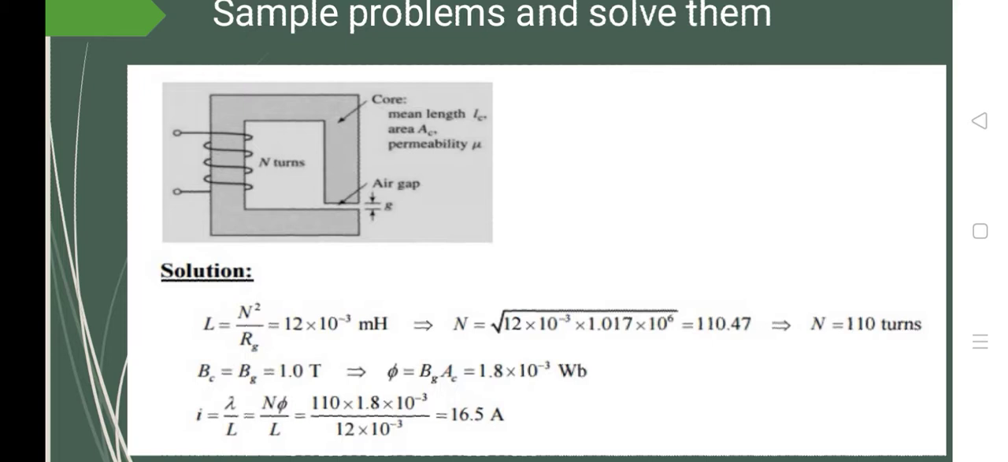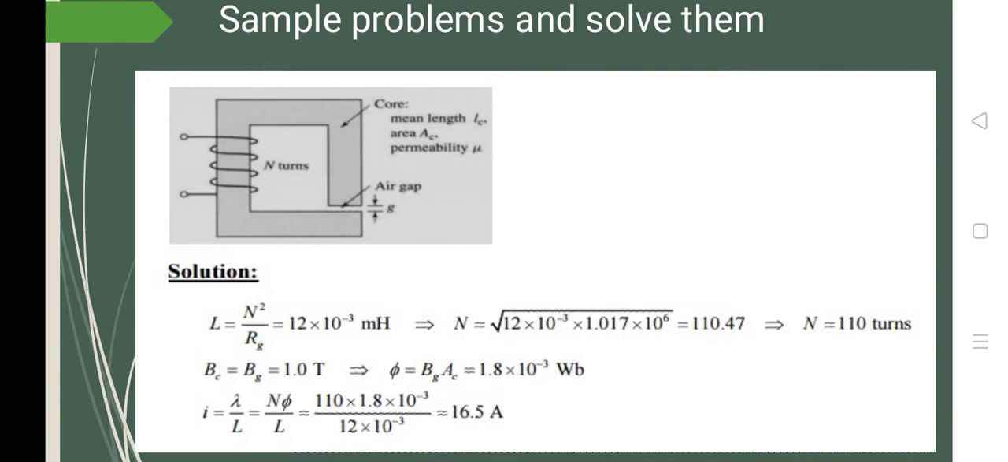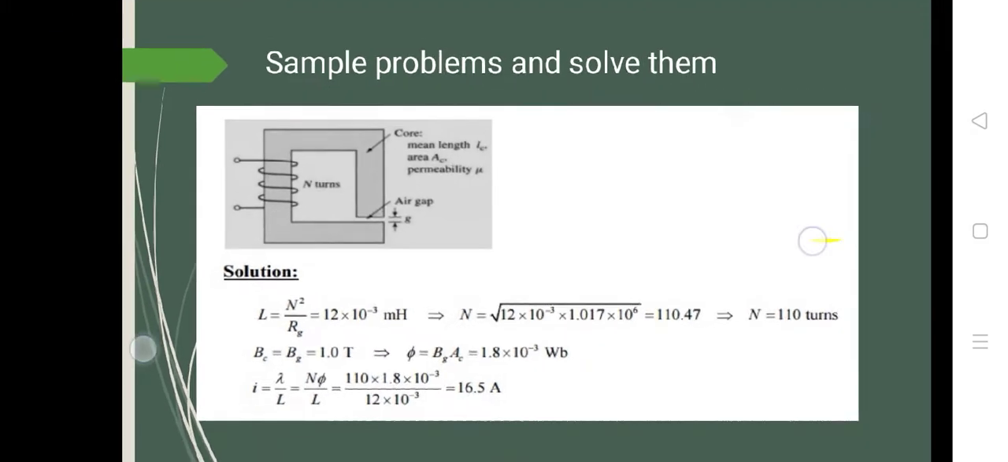So you have this formula, L is equal to N squared over R g, because L is 12 times 10 to the power of negative 3 mH. So N equals the square root of 12 times 10 to the power of negative 3 times 1.017 times 10 to the power of 6. So it equals 110.47, or N is equal to 110 turns.